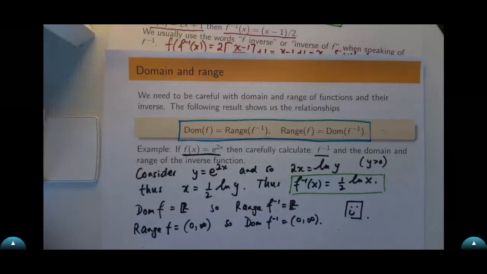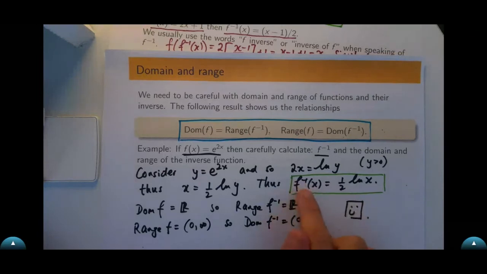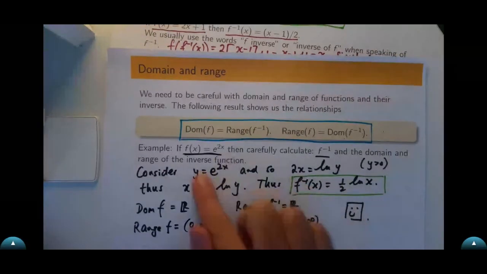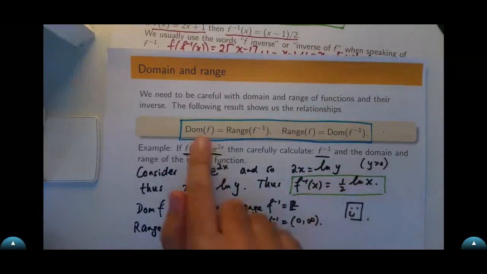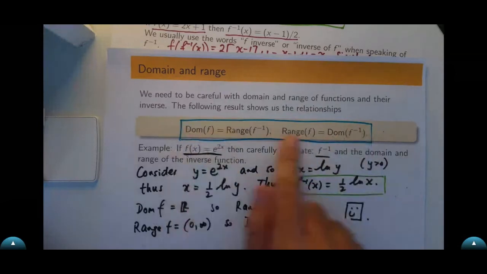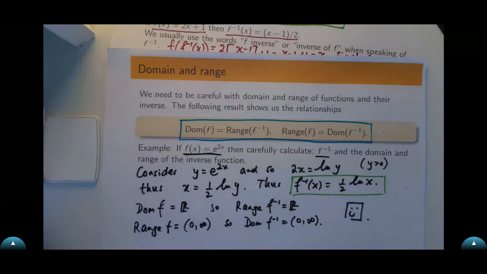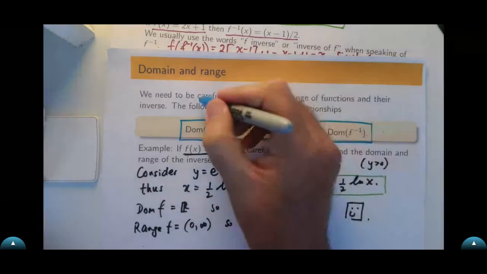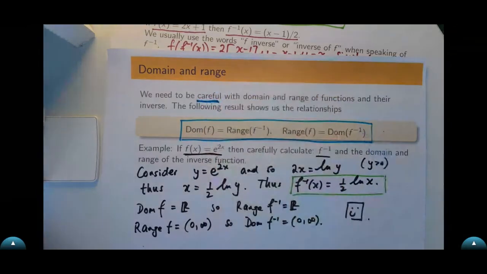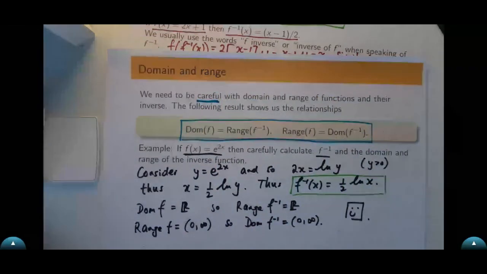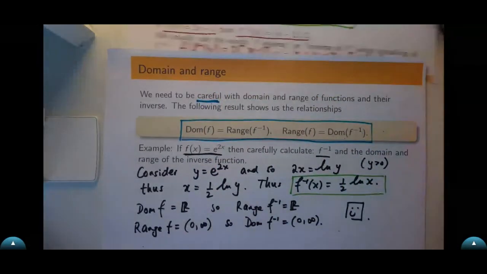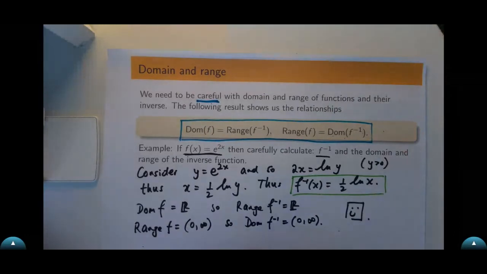All right, so sometimes we can calculate the inverse function. A lot of the times it's not possible, but this one was simple enough to do it. These are the important relationships between domain and range of the inverse and the original function. You just need to be careful. I think the important word there is really careful. Just be careful with it.